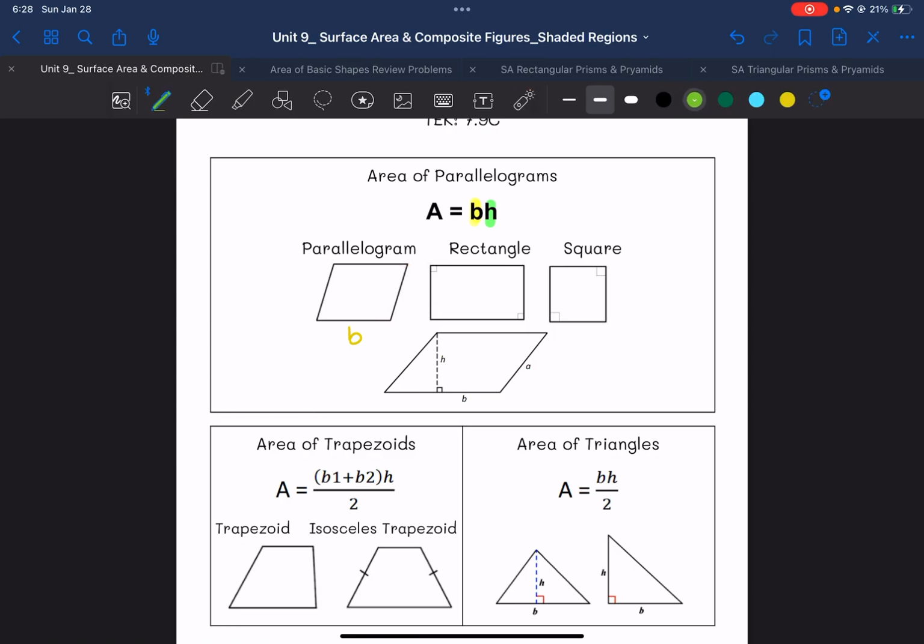In a parallelogram, you're always going to see something that looks like this. Okay, it's a dotted line, and then you can see that it has a right angle. This is the height. And if you were to trace that dotted line with the right angle, it makes an H. Okay, all right, now here in the rectangle, this is your base, this is your height.